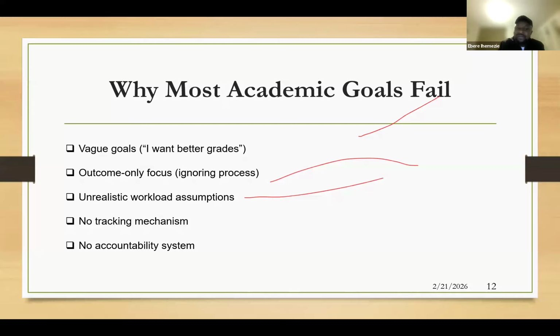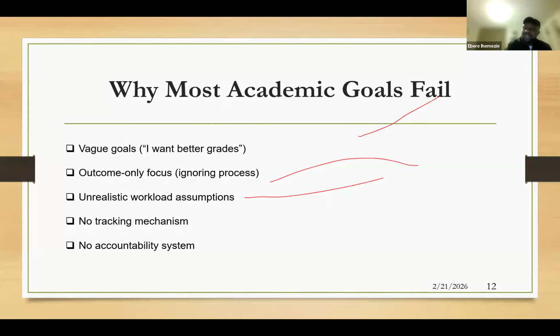Another thing is no tracking mechanism. In the last part of this presentation, we'll look at what you need to track. Most students don't track their academic success. At the end of my first year, I was able to know that my CGPA was 4.1 because I was tracking everything. I started forecasting: if I get this in second year, I can finish with a first class. In fact, the whole idea of finishing with a first class only came for me at the beginning of second year.